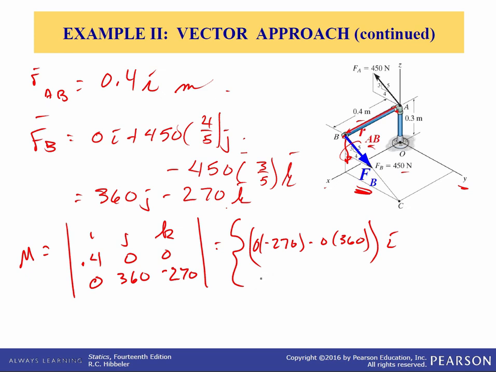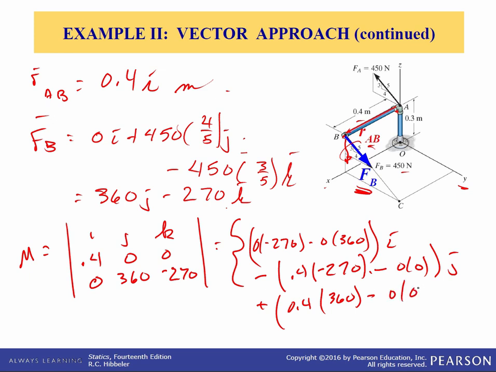The next term is negative. Remember, the j one's always negative, so minus, and that would be 0.4 times minus 270 minus 0 times 0, and that's in the j direction. In the k direction, it would be plus 0.4 times 360 minus 0 times 0, and that's in the k. And when you do all that, it comes out that the moment is equal to 108 j plus 144 k newton meters.